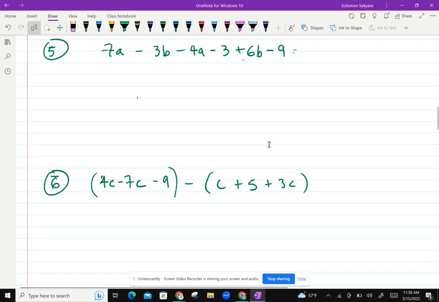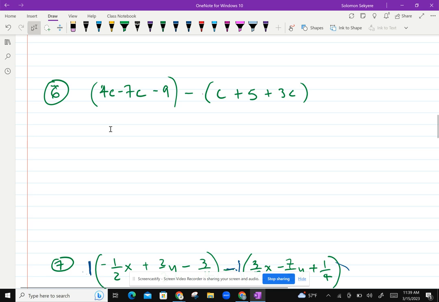All right. So here too, some students made a mistake here. Okay, that should be really quick. Combine like terms, right? So negative 7a minus 4 is negative 11a. Negative 3b plus 6b is positive 3b. And then negative 3 minus 9 is negative 12. That should be your answer.